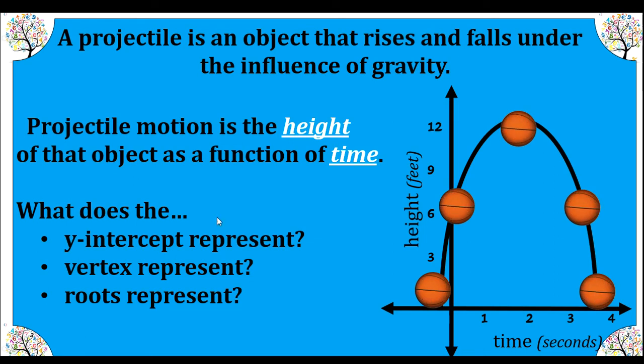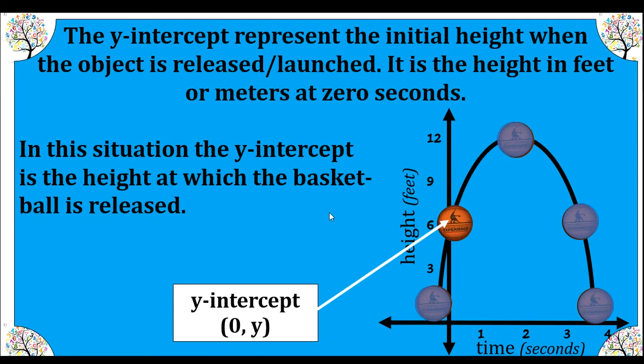There are 3 critical points of our parabolas that we will discuss in each of our word problems. Let's start out with our y-intercept. The y-intercept is the point where our graph intersects the y-axis. In this case, our y-intercept is at (0, 6). Again, our basketball's initial height starts at 6 feet. So in 0 seconds, it is 6 feet.